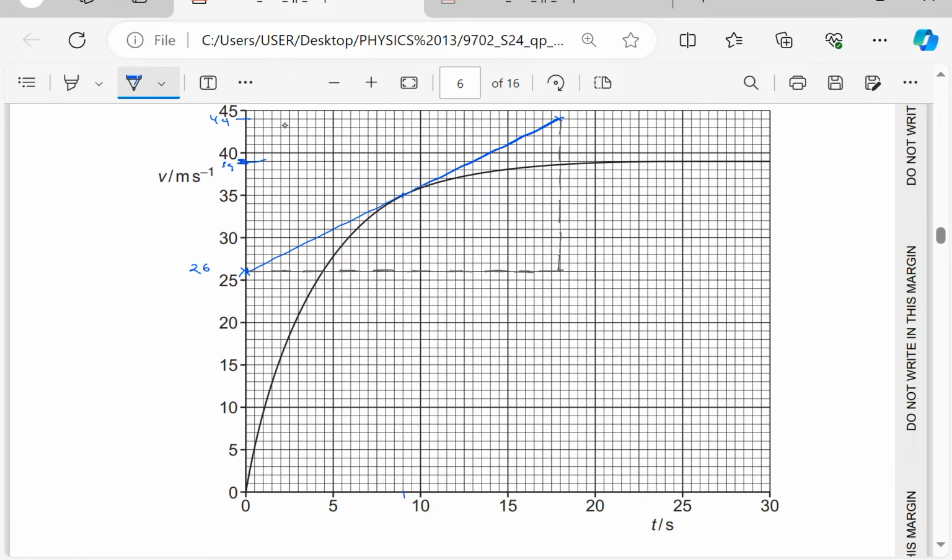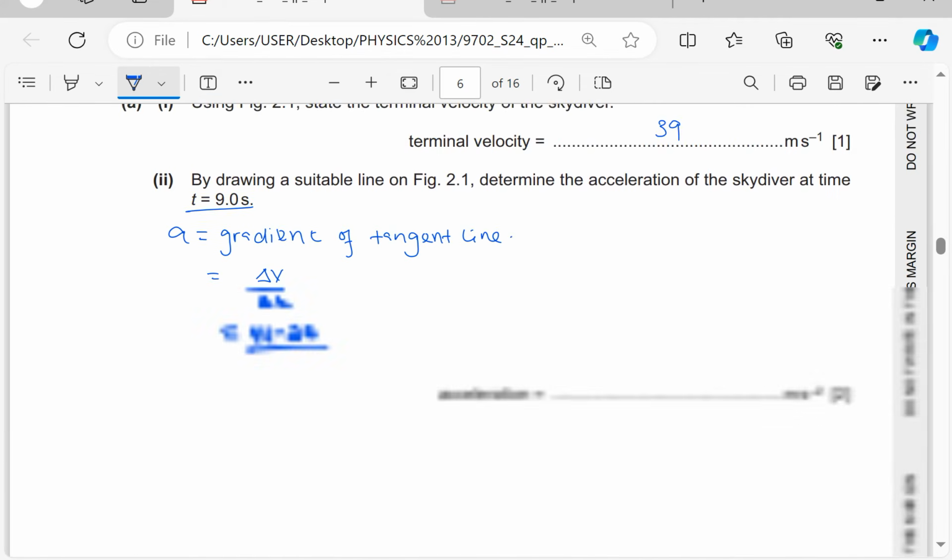Then on the x-axis, I think this is it, this one? No, it's this one. I think this is 18? So 15, 16, 17, 18. So that is 18. So 18 minus 0. So this will be 18 minus 0.